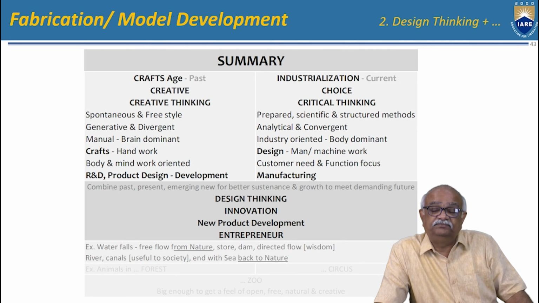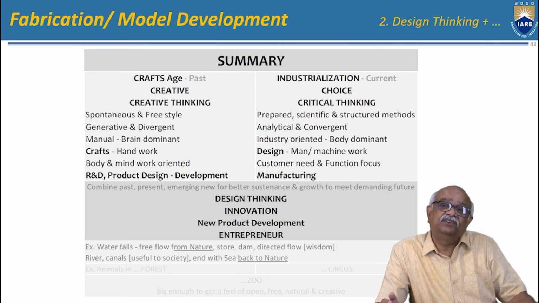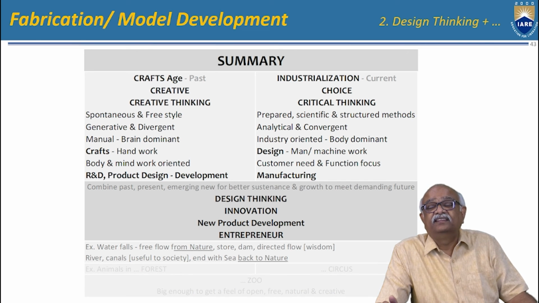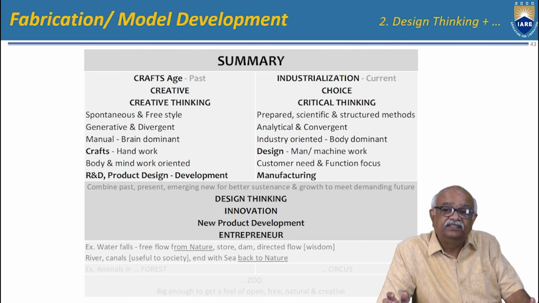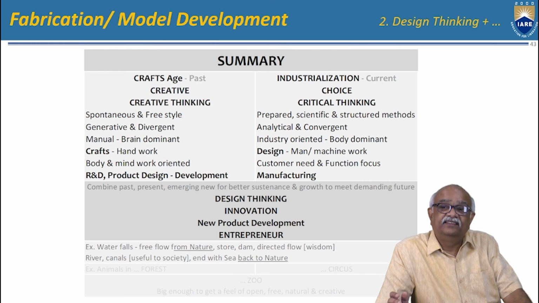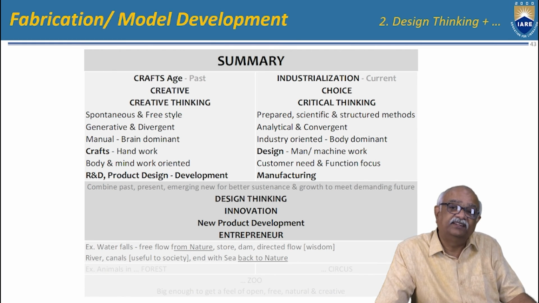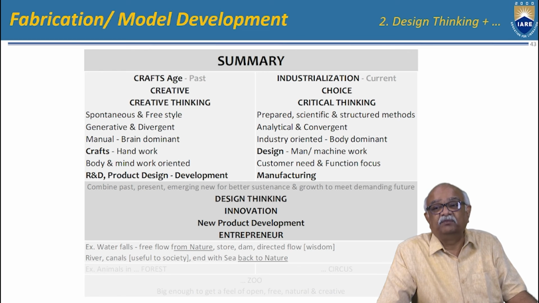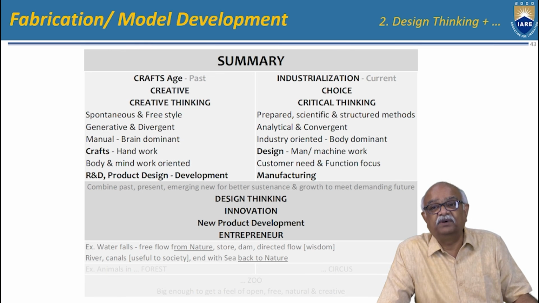So as a summary, creative thinking covers crafts, man, brain dominant, handwork, R&D, product design. It is all one side. And critical thinking is scientific, structured methods, analysis, convergent, industry oriented, and body related work. It is man-machine work: customer need, functions, manufacturing. This is all one side. Both put together is design thinking, and you have to put both together to meet the future demand. Design thinking means innovation should be there. With innovation and design thinking, a new product should be developed, and the new product development and commercialization the entrepreneur will do. That is how he serves the market.